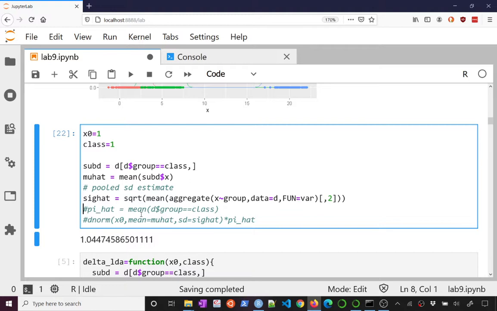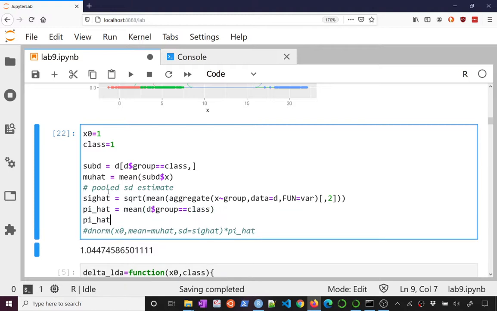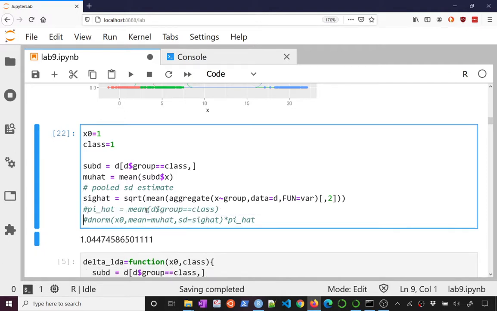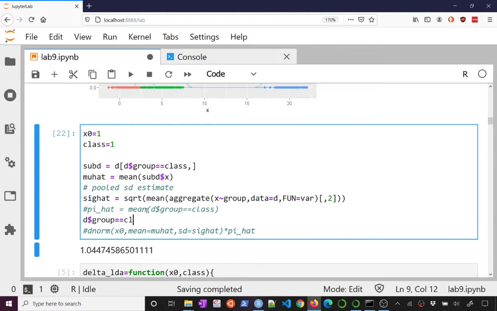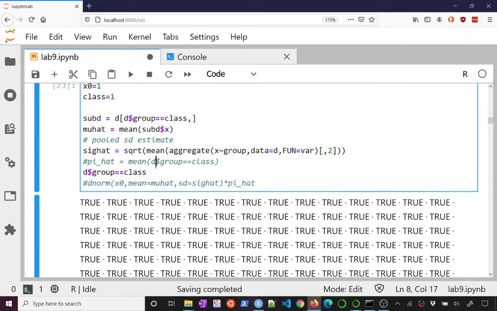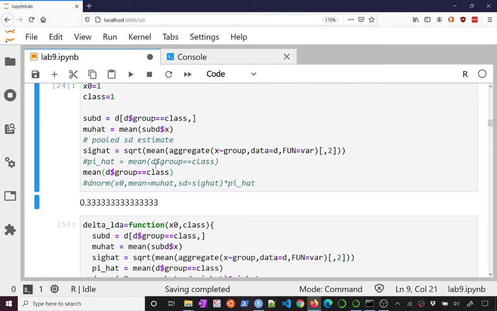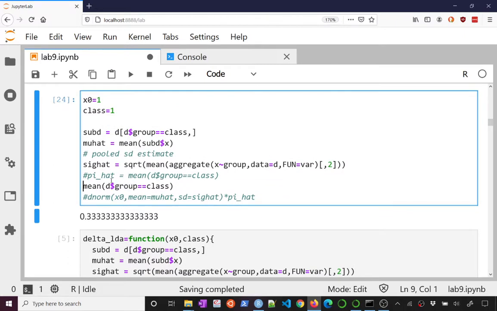And then I need my pi hat. My pi hat is just, in this case, we're looking just at class 1, I need this to be the number of training data points in the class, in this case, class 1. The easiest way to do that is just say mean of group is equal to class, right? If I just look at D sub group equals what my class is, it's going to give me a bunch of trues and falses. And if I take the mean of that, it's going to give me the percentage of them that are true and false. In this case, we knew that a third of them came from class 1, because we generated it that way. But this would be my pi hat.